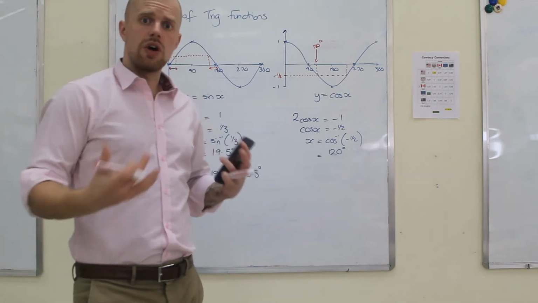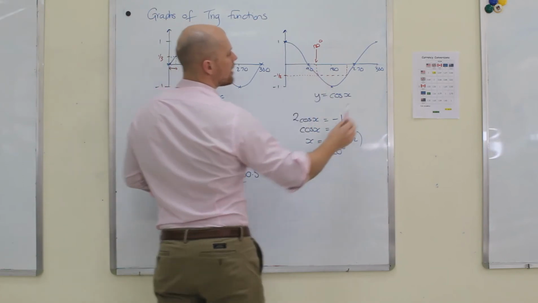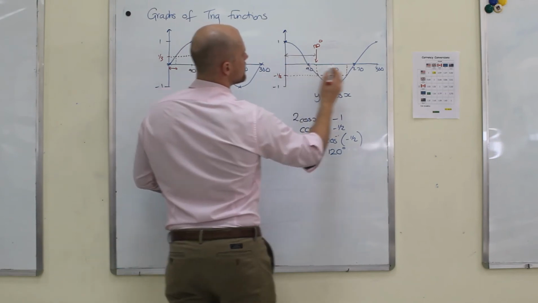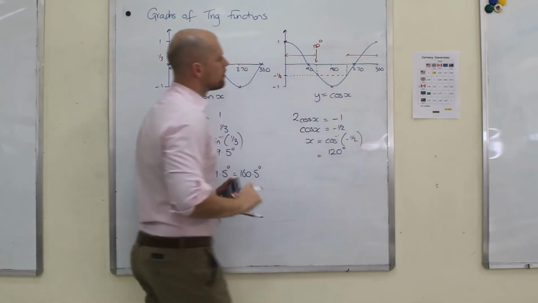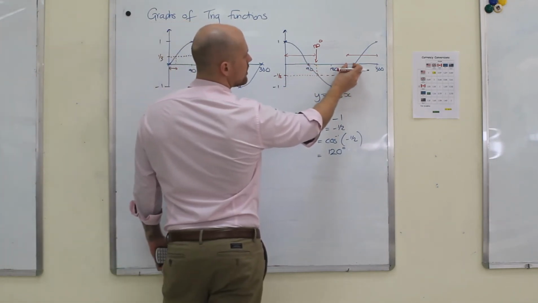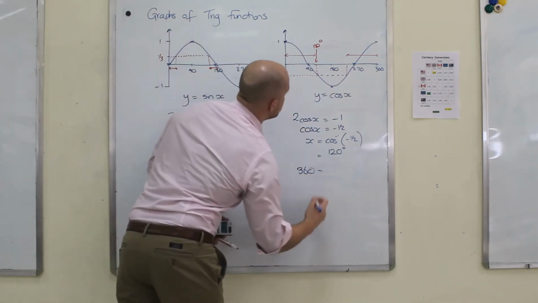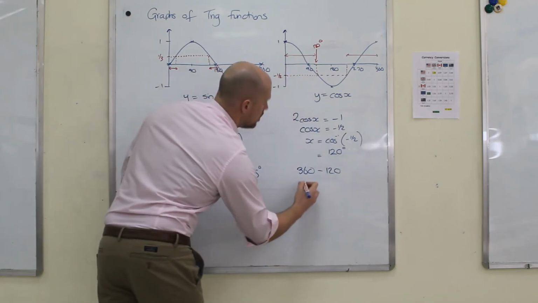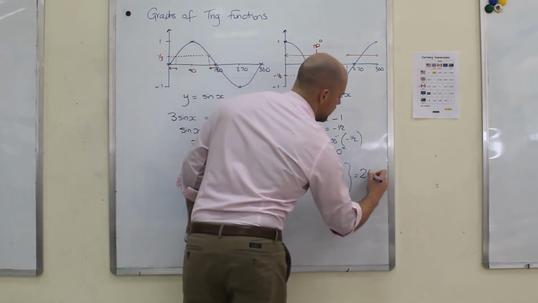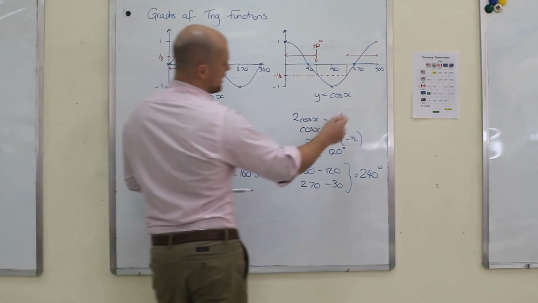You now can use the symmetry of the graph again. You can either know that from there to there is 120, so I can do 360 minus that. Basically, these distances here and there are the same. That's one way of doing it. The other way of doing it is seeing that that is 30 degrees, and therefore that should be 30 degrees as well. Whichever way you want to do it, 360 minus 120, or 270 minus 30, you get the same thing. You get 240 degrees. And that would be how you would solve a relatively complicated graph.